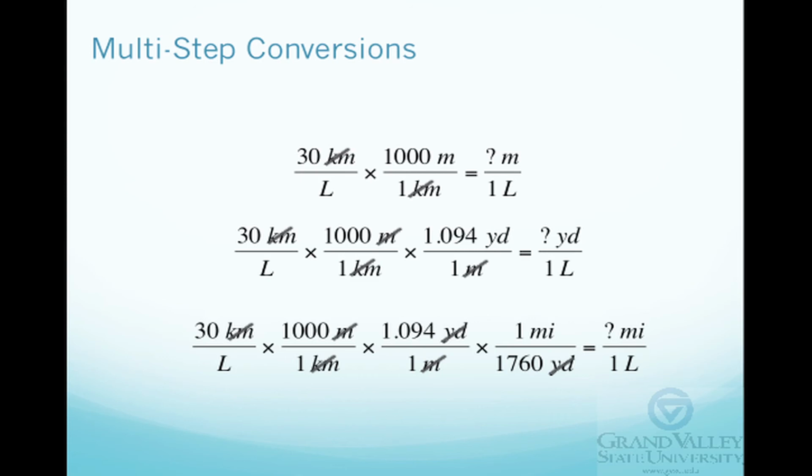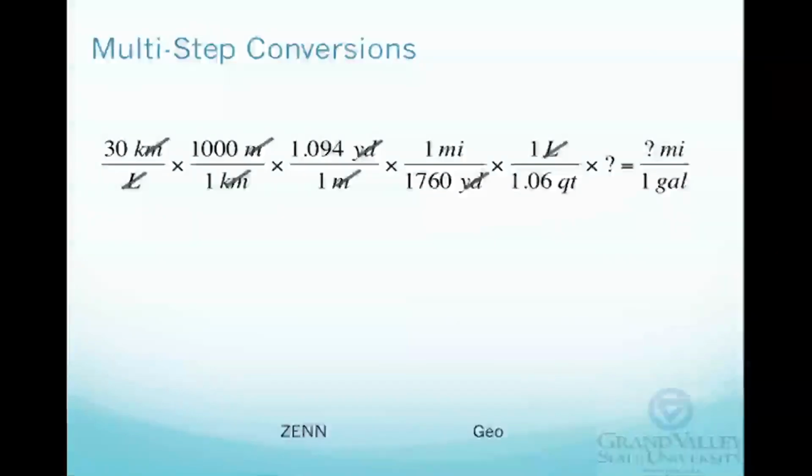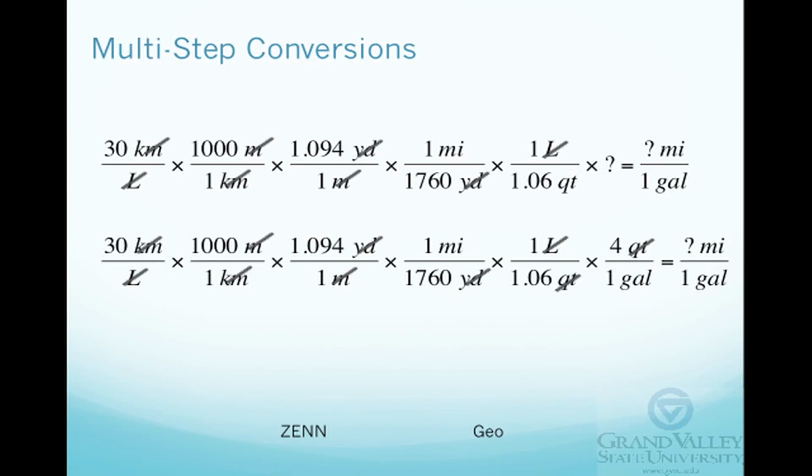Now we have the miles solved for, we can move on to our volume component of our answer. This can be done in 2 steps, going from liters to quarts and then to gallons. Once you have each component accounted for, you can solve for this by using the same technique as before, giving you an answer of 70 miles per gallon, which is much better gas mileage than the Geo.